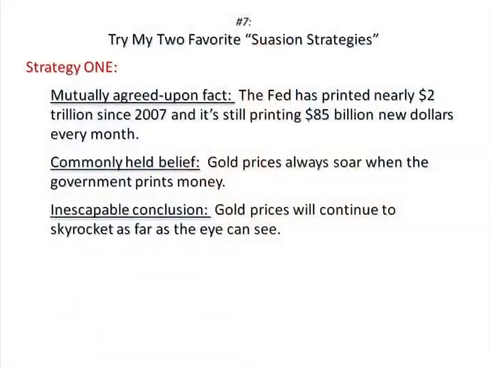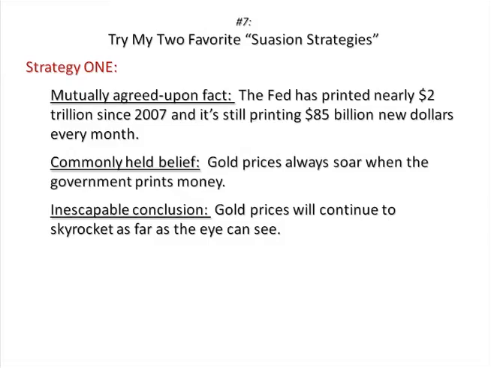Okay, we call these, just for fun, persuasion strategies. This is just a fun little thing that you can do. It's a nice way of approaching making your points, persuading people of things. Okay, you begin with a mutually agreed upon fact, something that everybody knows is true, something that's just beyond question. The Fed has printed nearly $2 trillion since 2007 and is still printing $85 billion new dollars every month. It's a fact. Okay?